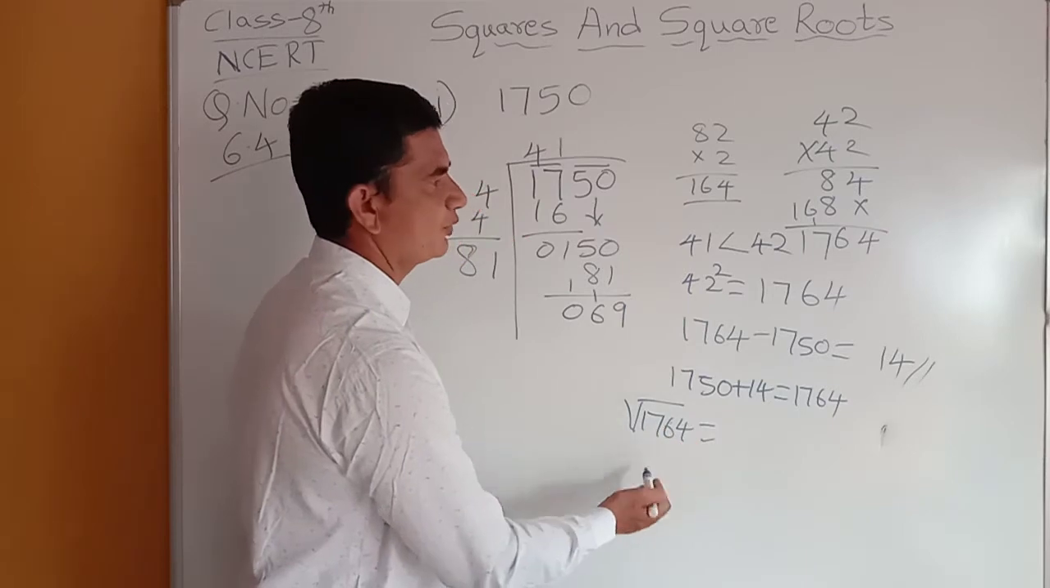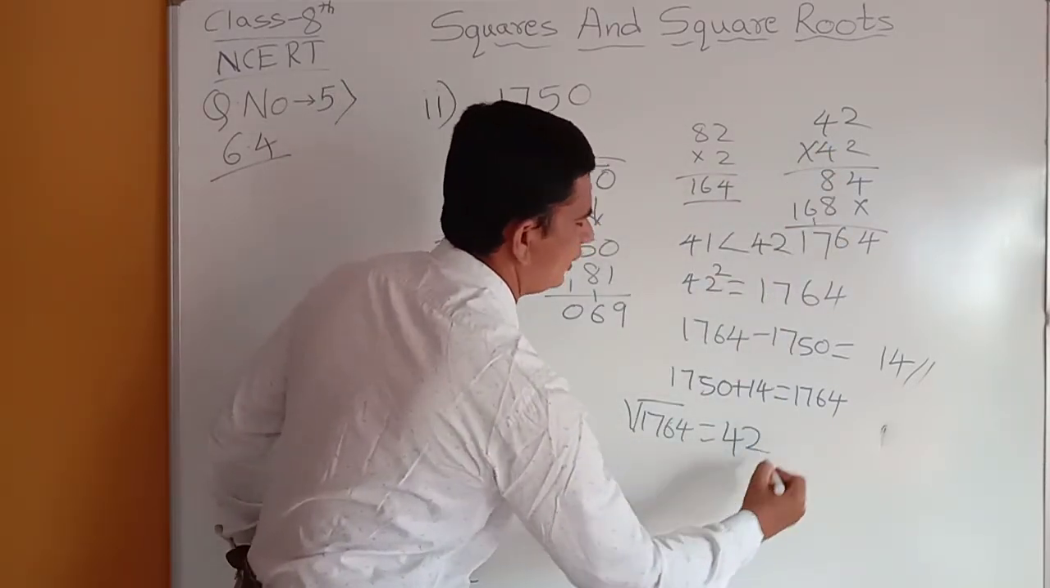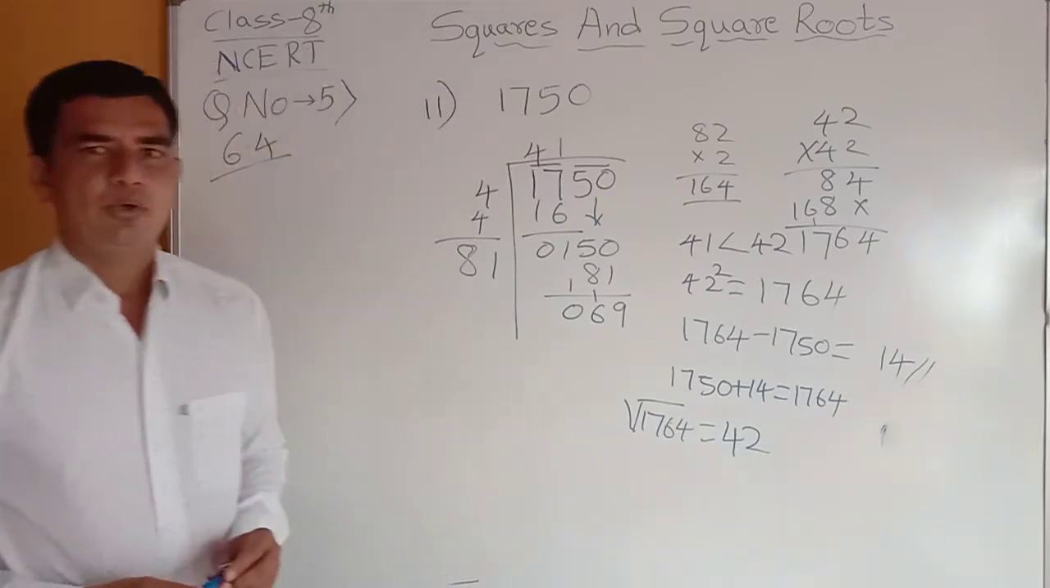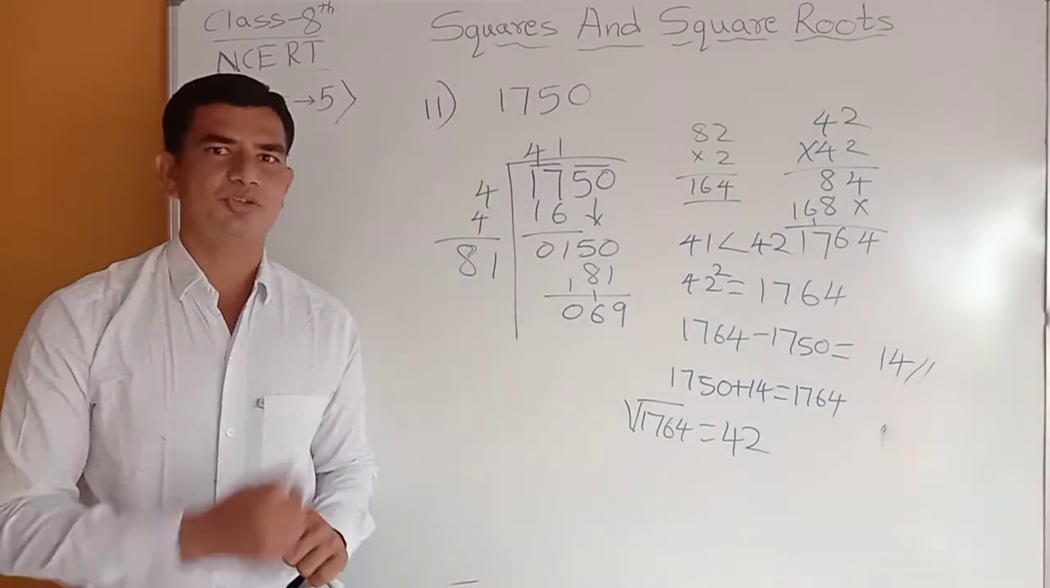No need to find it again because we have already done the multiplication. So we can write directly 42. Friends, this is about the second question. Let's go for the third question.